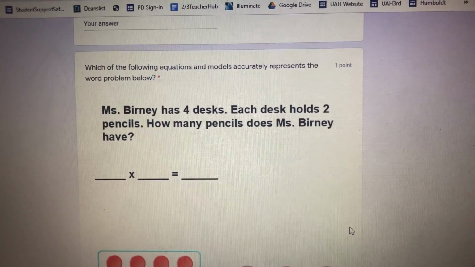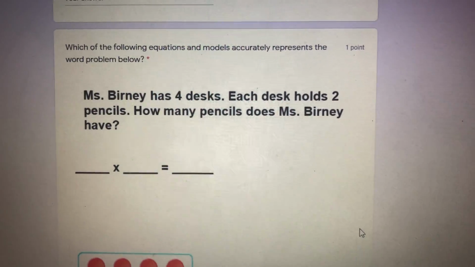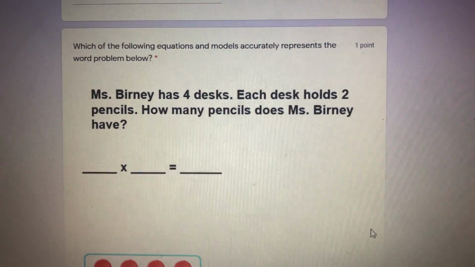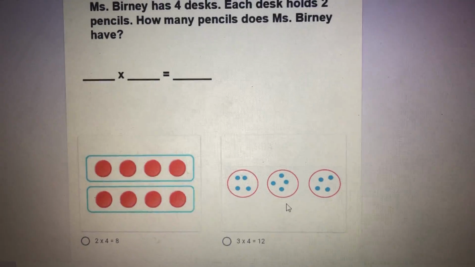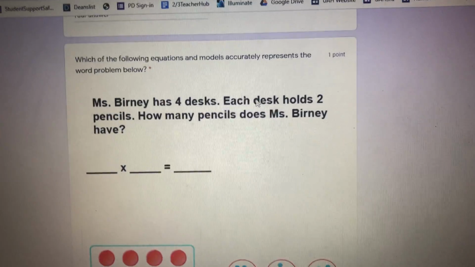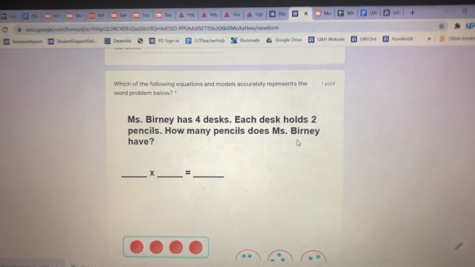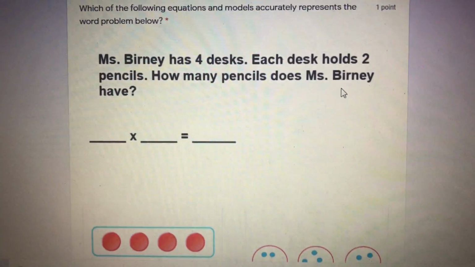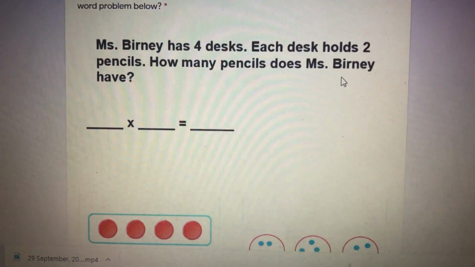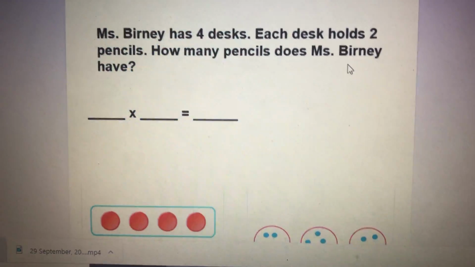Which of the following equations and models accurately represents the word problem below? So scholars, this time we're finding the number sentence and the model that perfectly matches the situation. Miss Burney has 4 desks. Each desk holds 2 pencils. How many pencils does Miss Burney have?